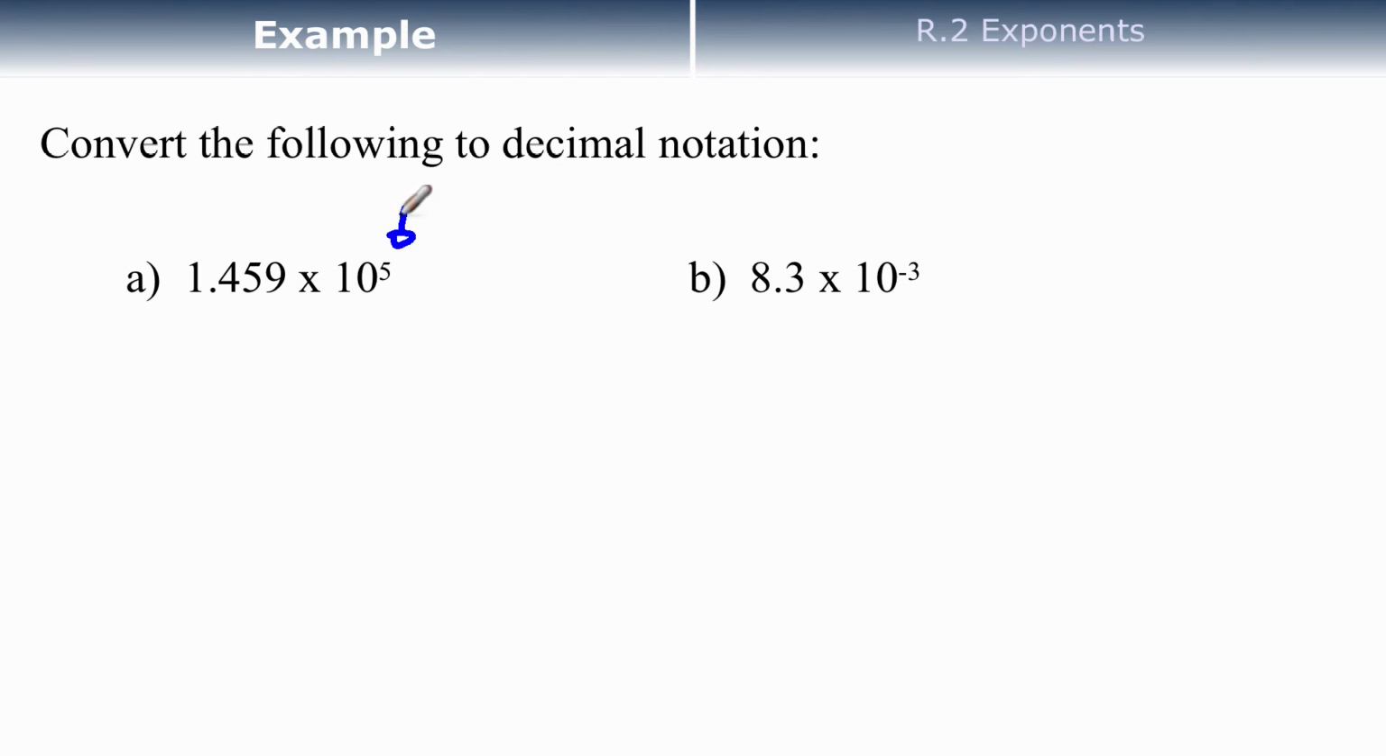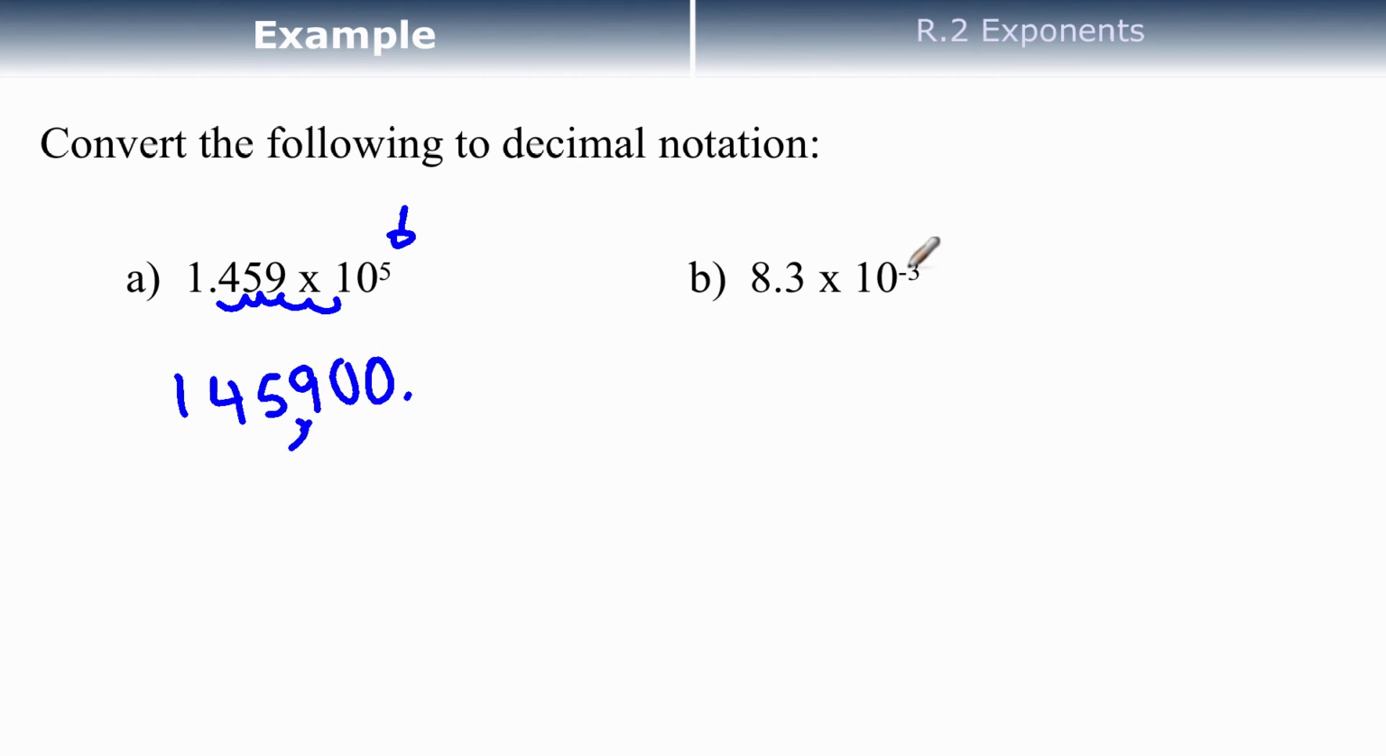Here, this is a positive number. It's a big number. So the decimal has to move to the right to make this a bigger number. So I'd move the decimal 5 places. 1, 2, 3, 4, 5. I'm going to have to slip in some zeros there. So my number would be 1, 4, 5, 9, and 2 zeros, and then my decimal point goes right there. So my answer is 145,900. This is a comma, not a decimal.